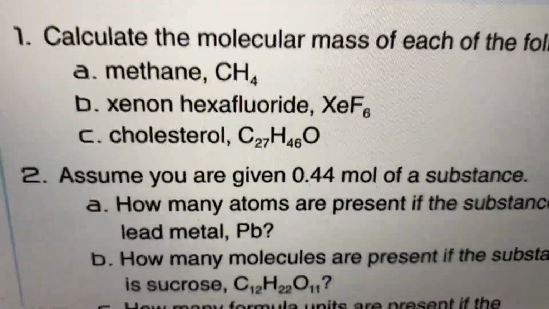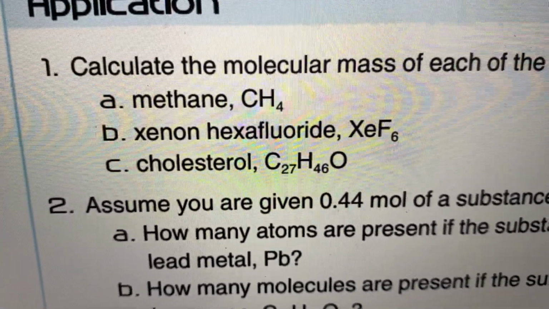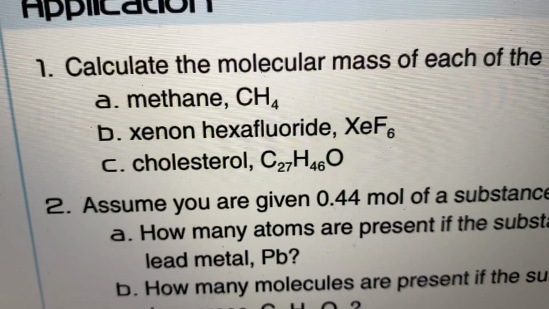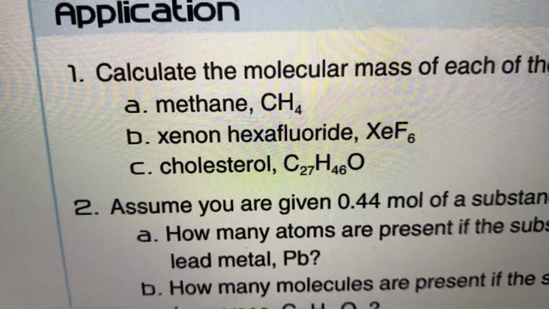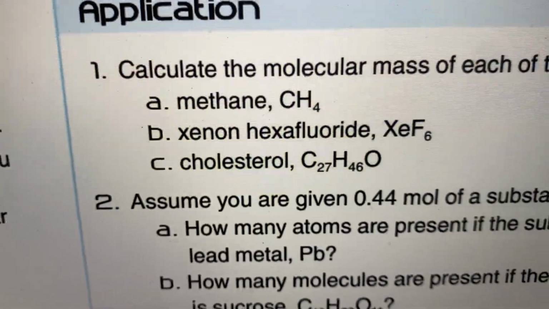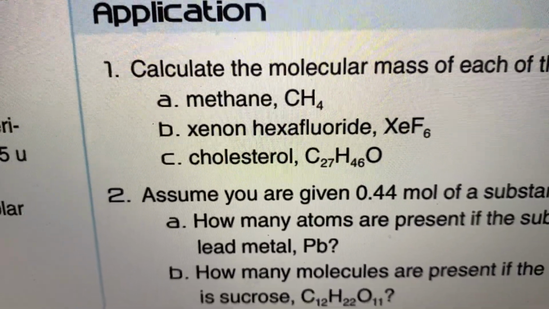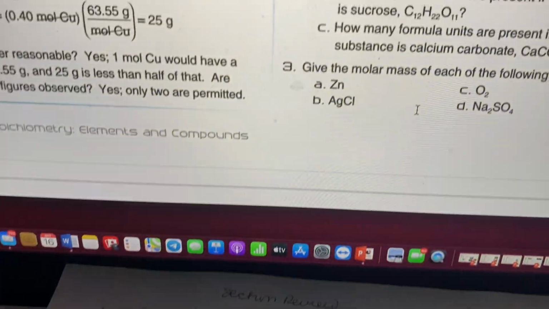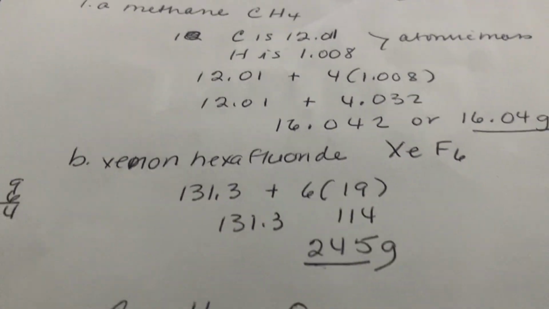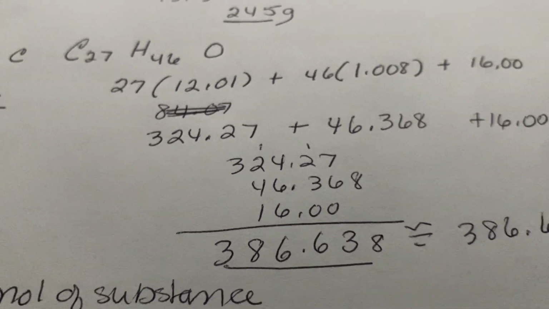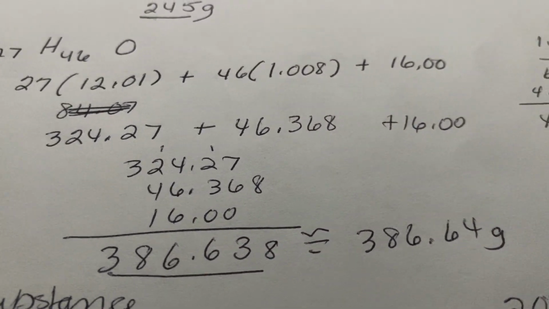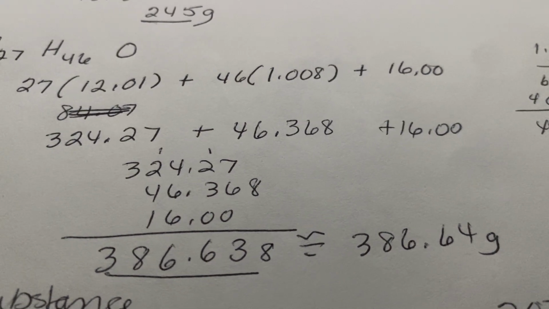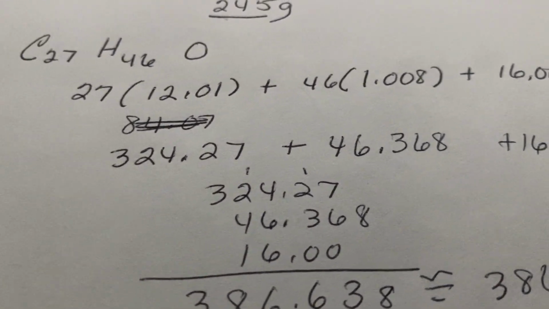Anyway, what you're going to do with this problem here is basically find out what the carbon is, and the carbon's going to be 12.01, and times that carbon by 27, and the hydrogen is going to be 1.008, and you're going to times that by 46, and then the oxygen is 16, and you're going to times that. Oh, it's just 16, so I was right. It says 27, I thought it said 11. Okay, where is the number? Right here. So in adding all this up, you're going to get 386.638, and you're going to go to the second decimal, of course, so it's going to round to 386.64.